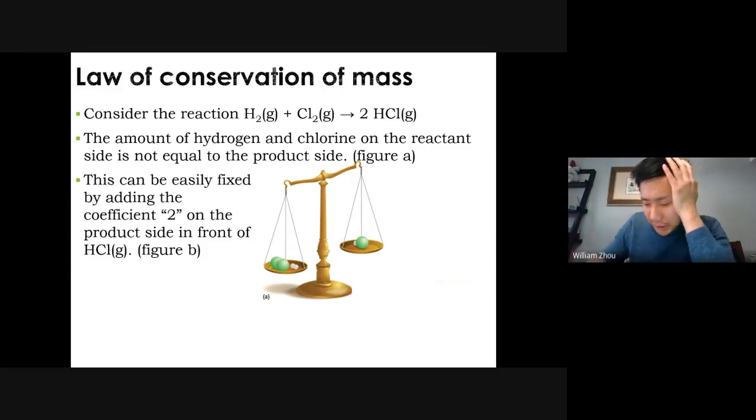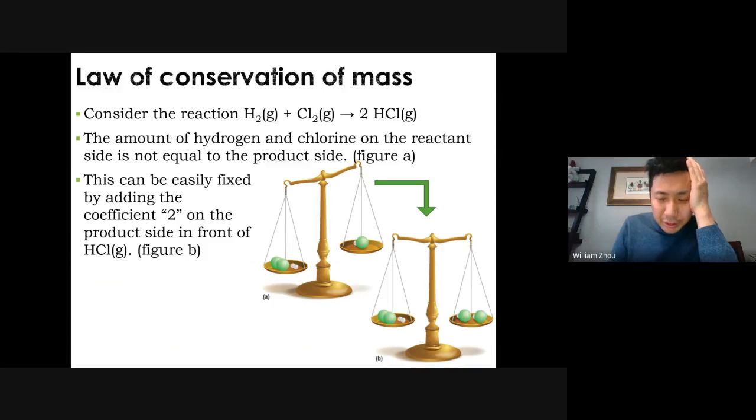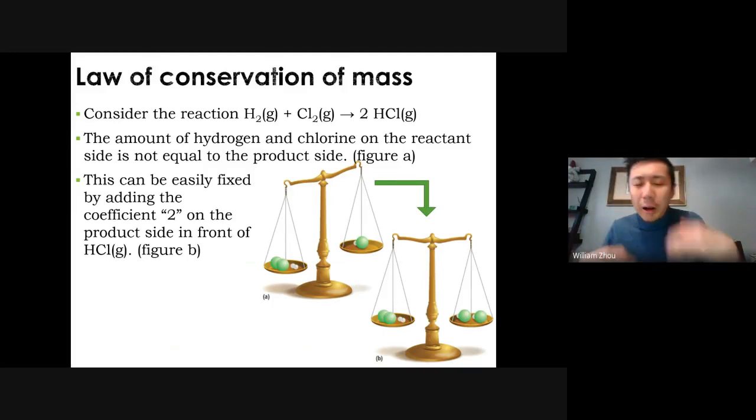So what we do is we easily fix this by adding a 2 into the equation. So H2 plus Cl2, you get 2 HCl's. If you double them, you get 2 molecules of hydrogen chloride, you got 2 hydrogens and 2 chlorines. Now they're the same. We call this balancing chemical equations. You put numbers in front of the chemicals so that you end up with the same number of atoms on each side.